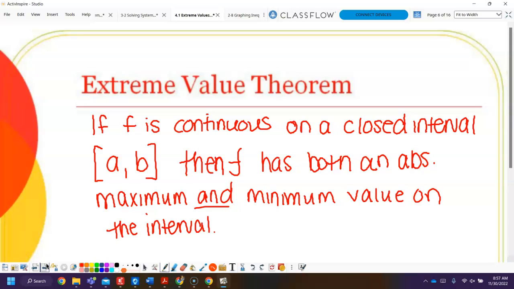EVT only applies if two of those things occur. It has to be both continuous and closed. On that interval, F has both an absolute max and an absolute min. If you have a closed continuous function, it is guaranteed that you will have a max and a min that are absolutes every single time.